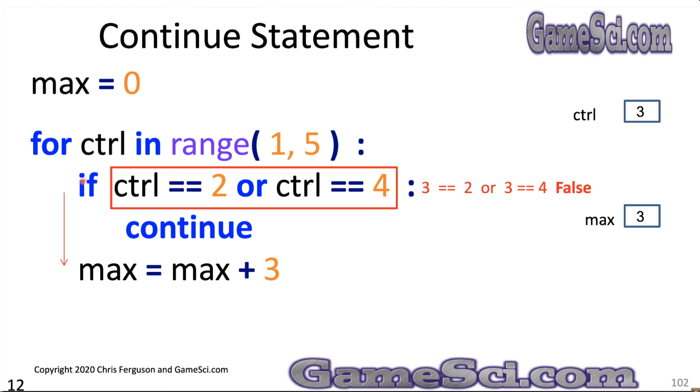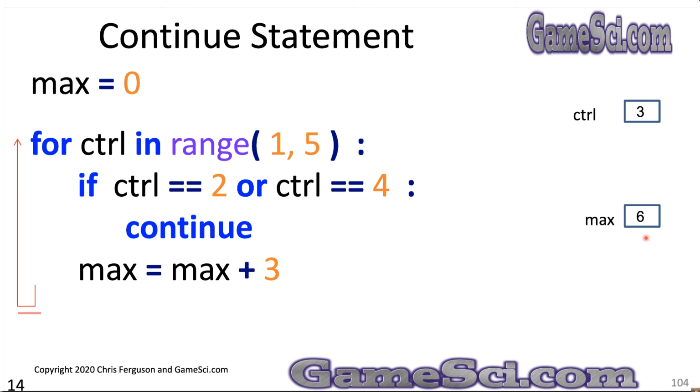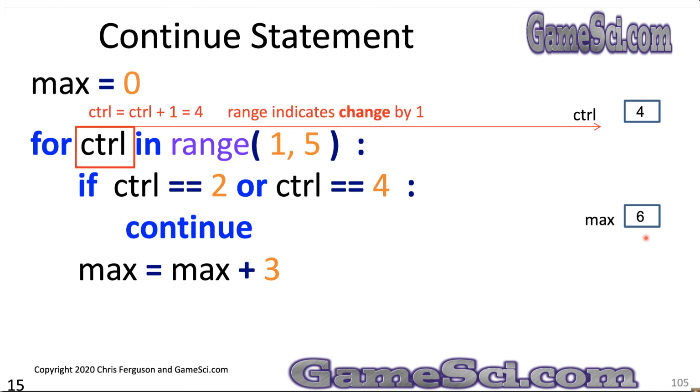Once we get inside the loop, the if statement is now false. 3 equal 2 is false, and 3 equal 4 is false, so we will skip past the if statement and go to the next line of code inside the loop. The next line of code will say max equals max plus 3 and change our max variable to 6. At the end of the loop, we always spin back up and do it again. We'll bump control to the next item in the range. Control equals control plus 1. It goes to a 4. Range indicates change by 1, so we'll just bump control by 1.